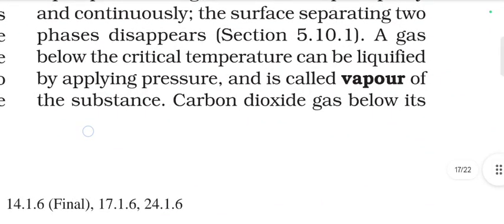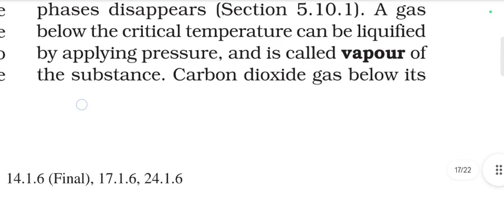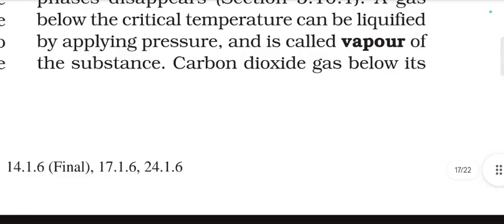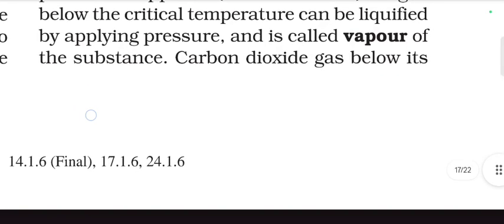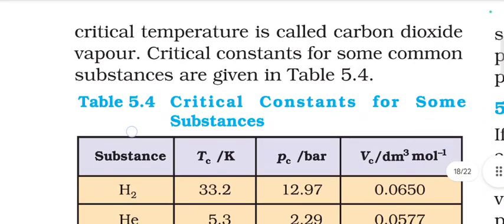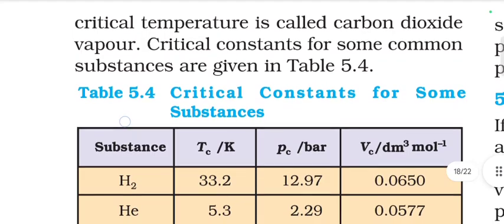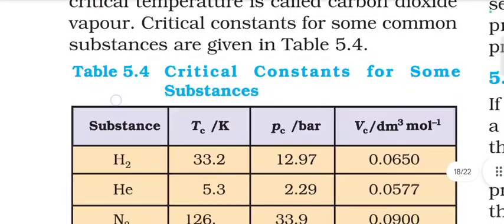Section 5.10.1. A gas below the critical temperature can be liquefied by applying pressure and is called vapor of the substance. Carbon dioxide gas below its critical temperature is called carbon dioxide vapor. Critical constants for some common substances are given in table 5.4.